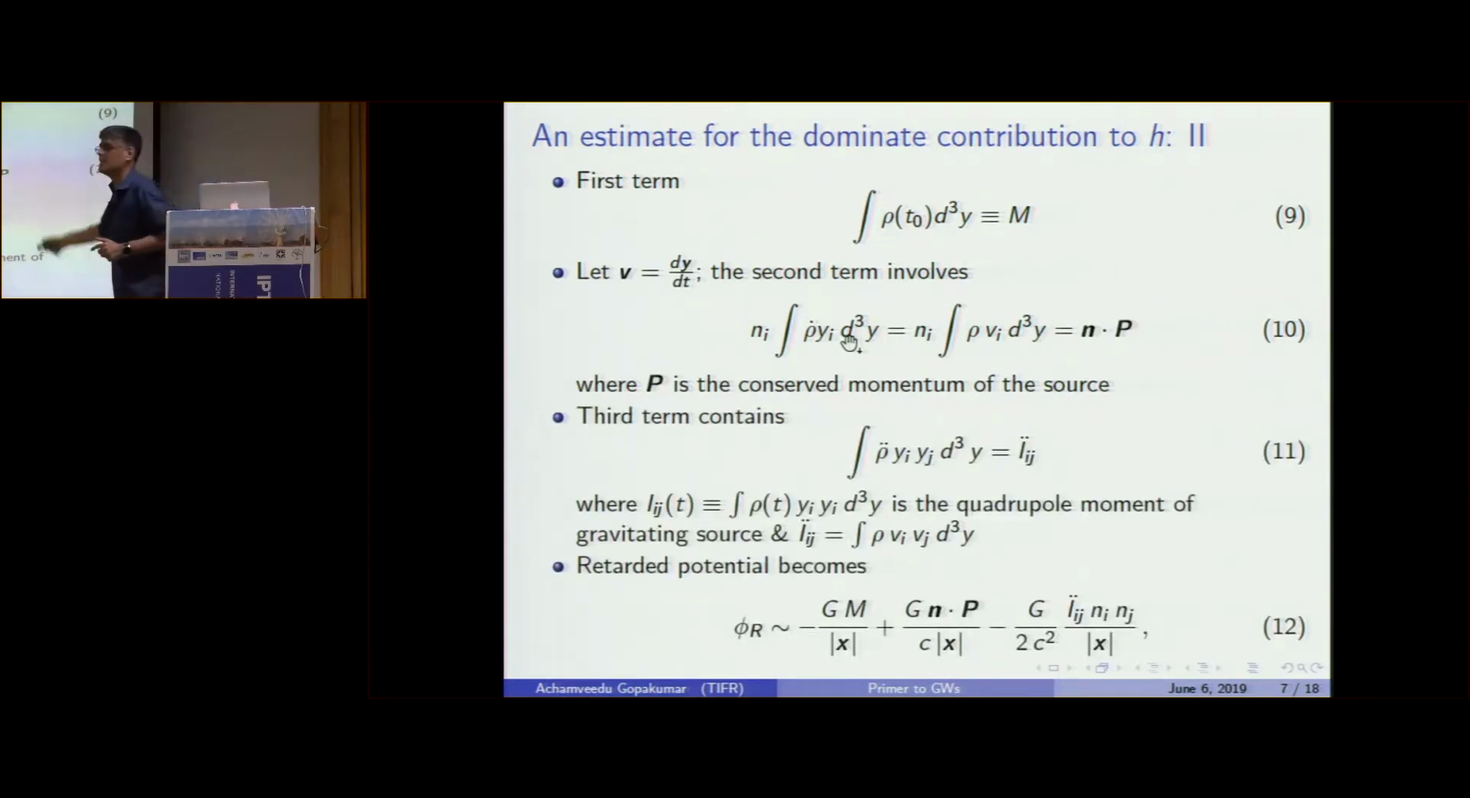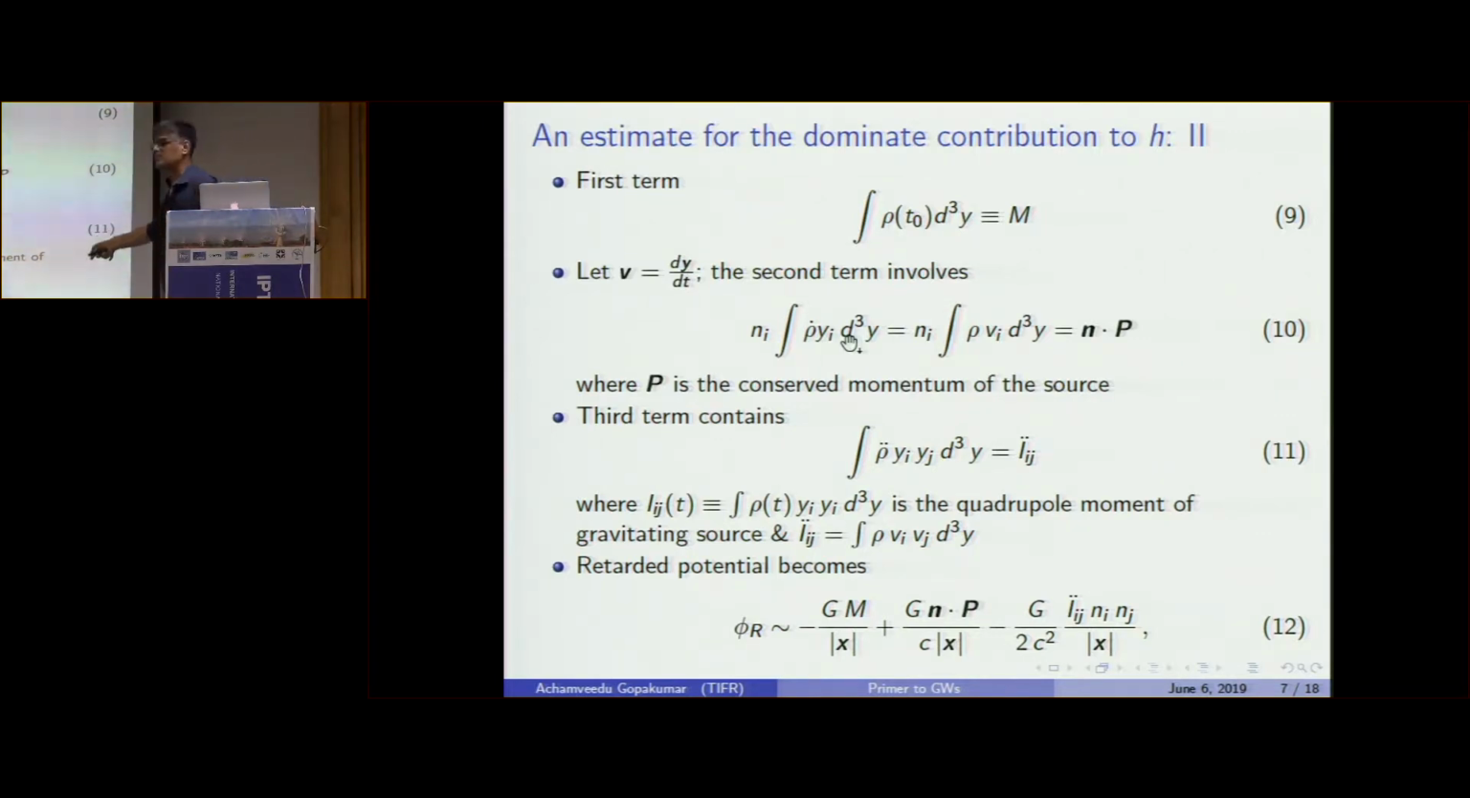Then I do the third term. I do exactly the same argument, ρ double dot y_i y_j d³y. I do the continuity equation a couple of times, and I can rewrite this term as I_ij, the quadrupole moment, with two time derivatives like this. This is the quadrupole moment. So the retarded potential becomes like this.